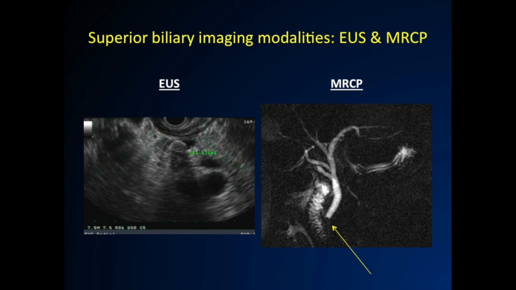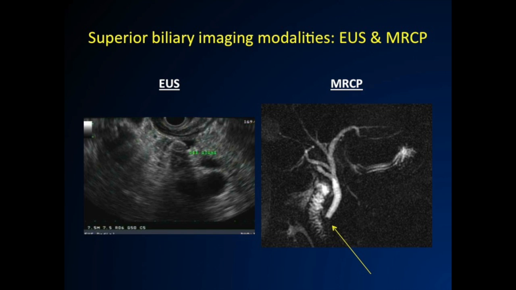Endoscopic ultrasound in the duodenum will be within millimeters of the common bile duct. And so it is highly sensitive for common bile duct stones, probably the most sensitive test for common bile duct stones, although you do have some question of specificity with it because we can have air artifact and so on, and we may falsely call a gallstone when one is not present.